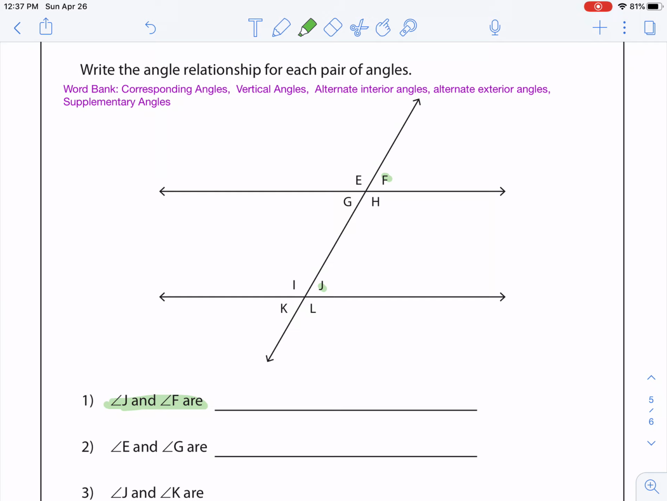J and F. Well, they're not next to each other. They don't make a supplementary pair. They are both acute angles, which means they wouldn't equal 180 degrees. They're not across from each other in the intersection. One's on the outside of the parallel line, and one's on the inside of the parallel line. So they're not alternate interior, alternate exterior. They are going to be corresponding. They're in the same corners. Okay?